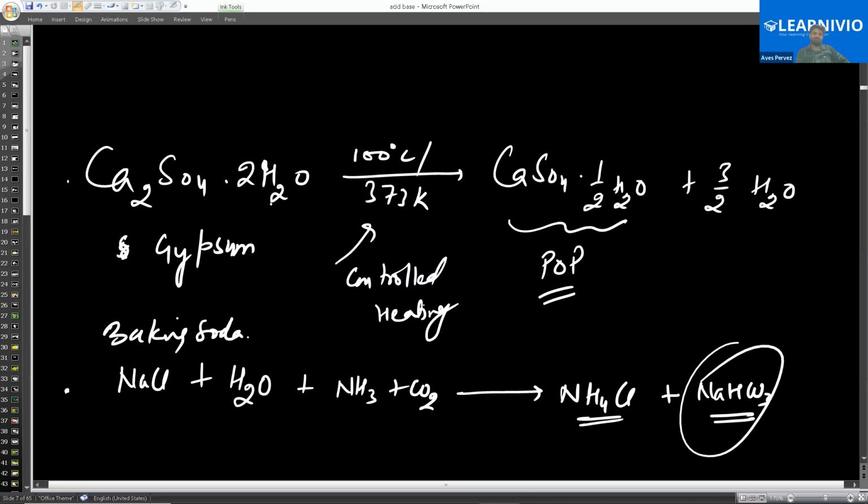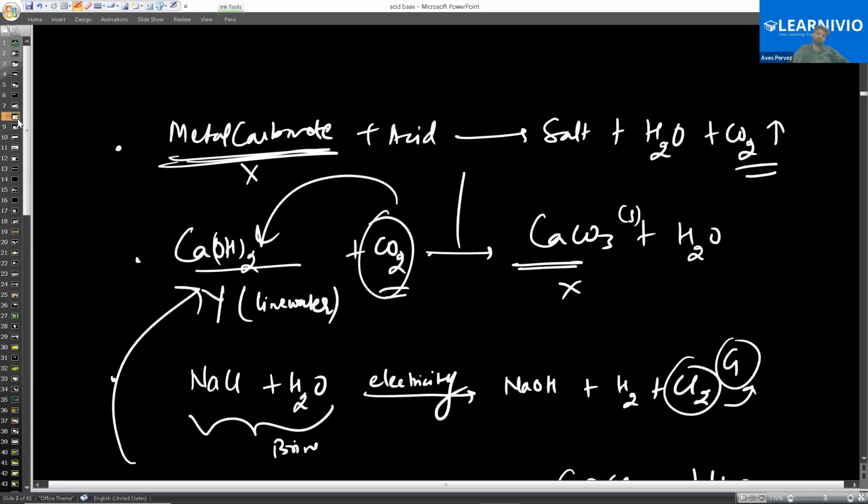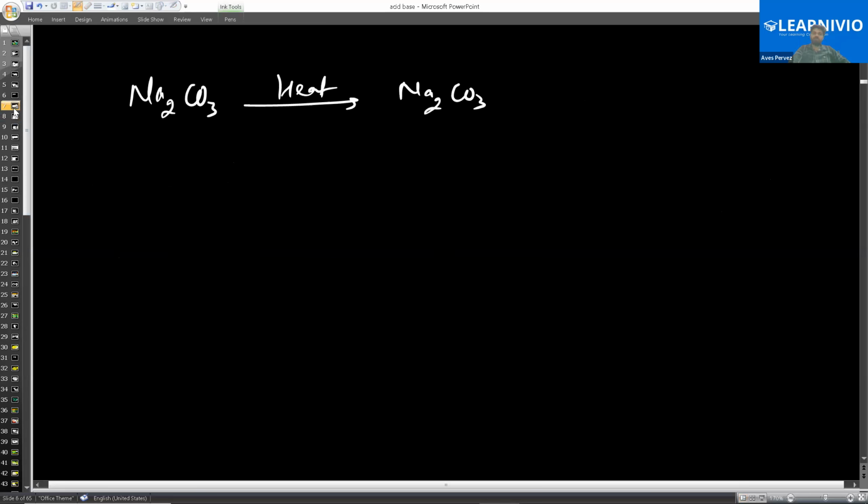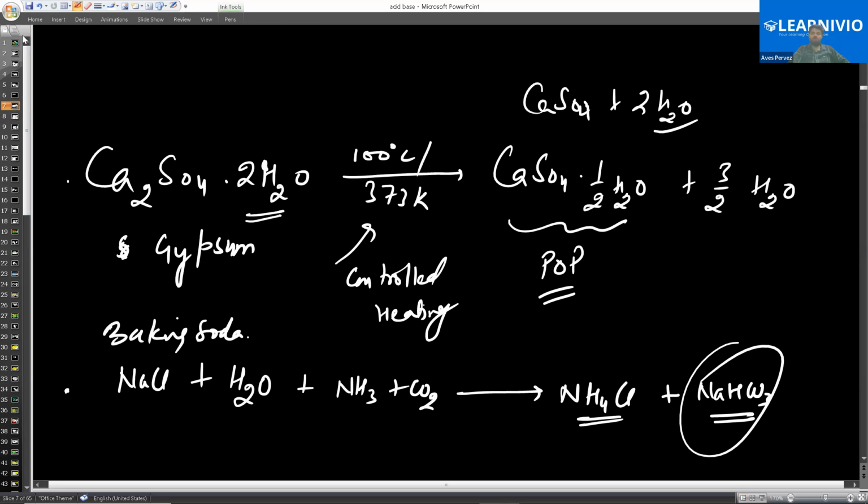So when you heat it, suppose this is gypsum. When you heat it uncontrolled, the whole water of crystallization will get evaporated, and it will give you CaSO4 plus 2H2O. Understood? So it will form anhydrous calcium sulfate, or dead burnt plaster. Done? Everyone noted?